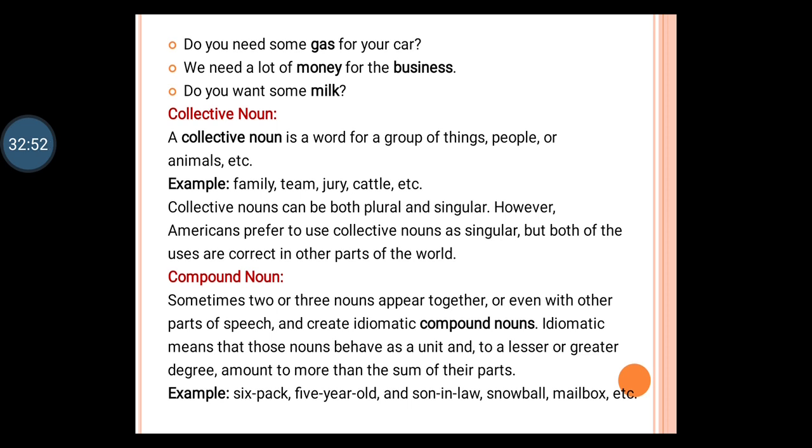A collective noun is a word for a group of things, people, or animals. Family, team, jury, cattle. Family: there are so many people in a family. Dad, mom, you, your siblings, but you are a unit called a family. It's a name used for a group of things.